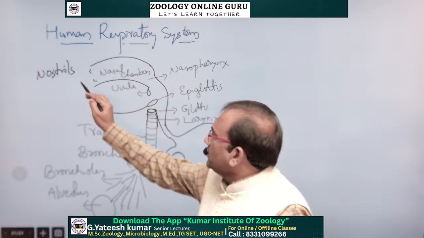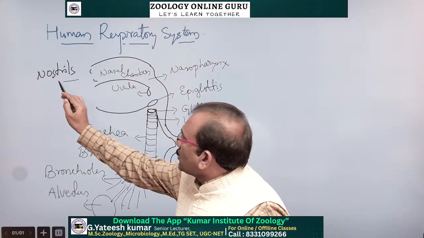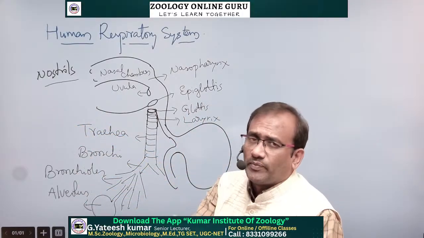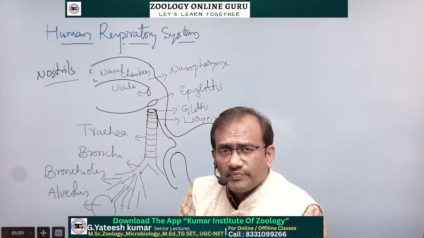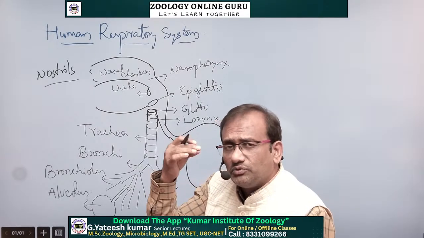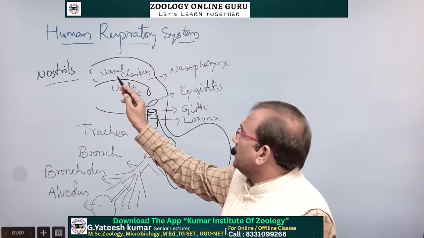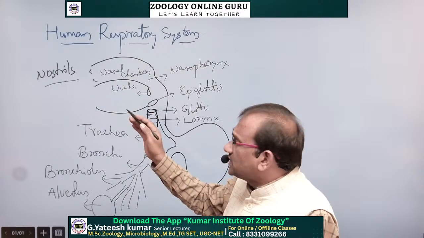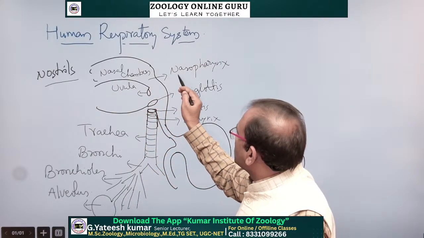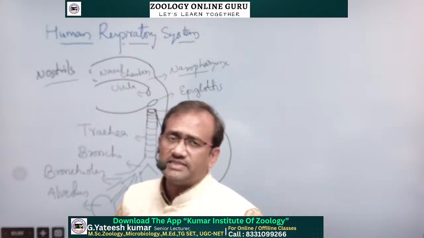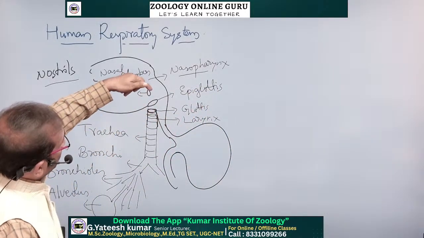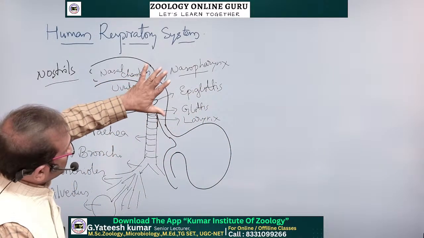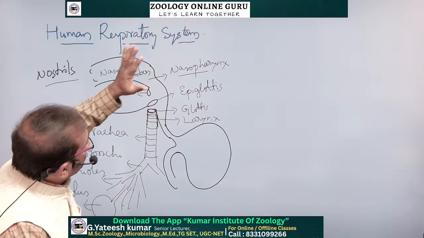In our body, the respiratory system starts with the nostrils, the starting point. We have two nostrils. These nostrils enter into a chamber called the nasal chambers. After the nasal chambers there is the nasopharynx. After the nasopharynx there are the oropharynx and laryngopharynx also, but here we are discussing only the nasopharynx.